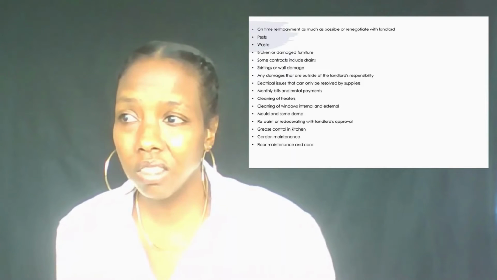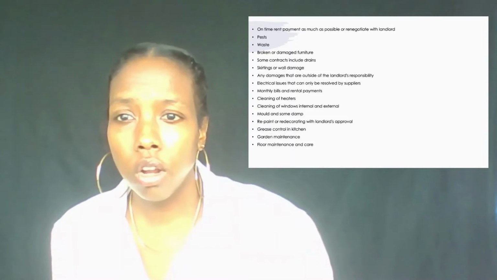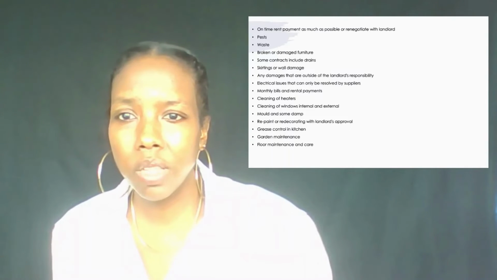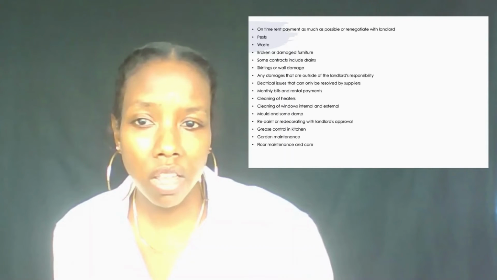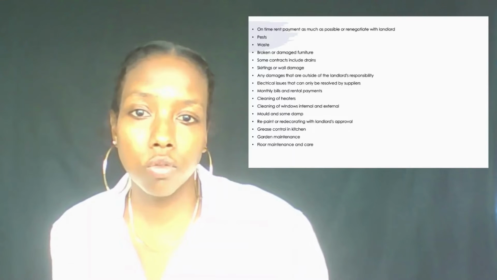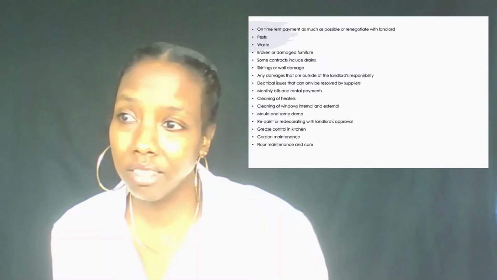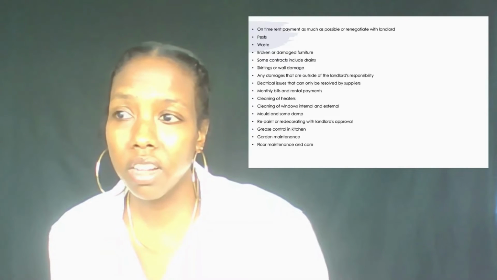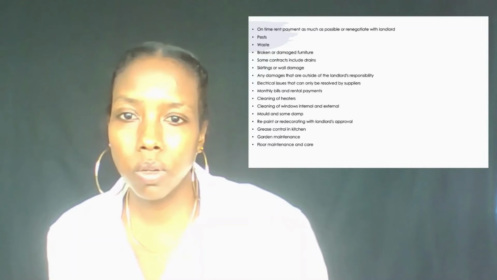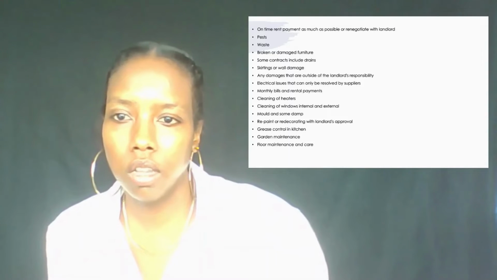So pests, daily waste, emptying the rubbish, recycling, if you do so, usually it's encouraged. Broken or damaged furniture. Some contracts include drains, skirtings, or wall damage. Any damages that are outside of the landlord's responsibility. Electrical issues that can only be resolved by suppliers. Sometimes there's an electrical issue and there's a caretaker, or somebody that comes in and they can't deal with it, so it takes time to call in the actual suppliers, and then you'll have to book an appointment. What are your contingencies in the meantime?